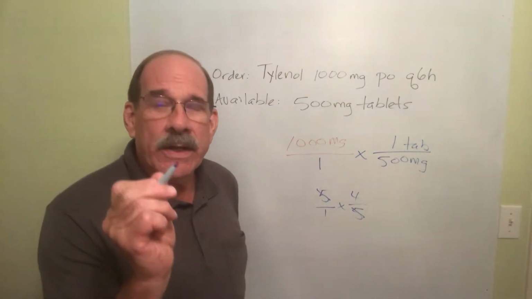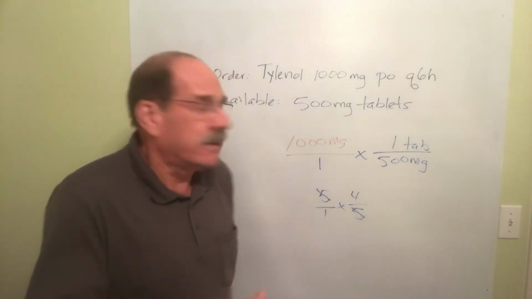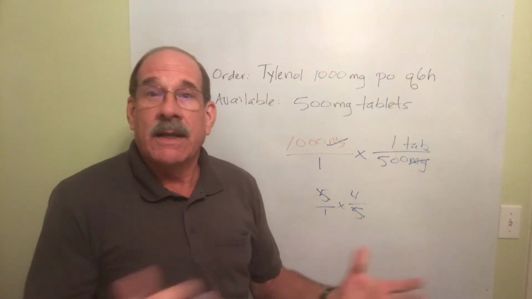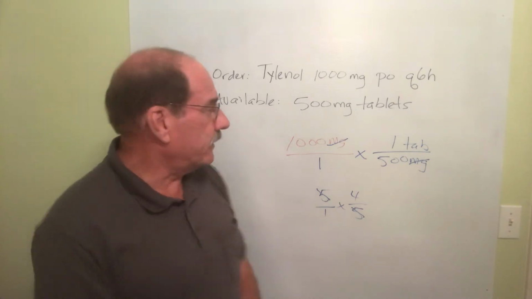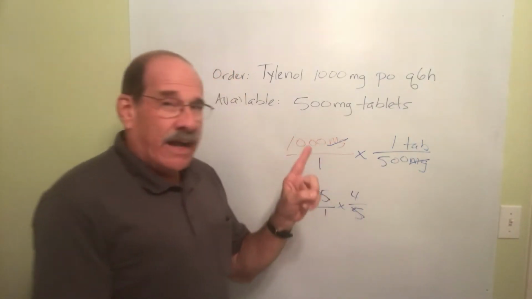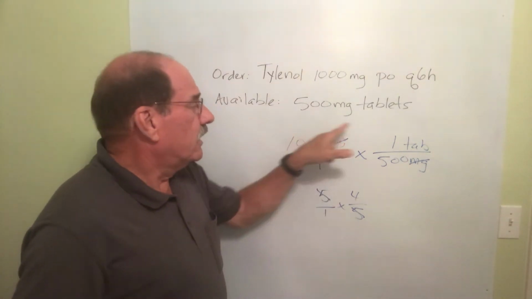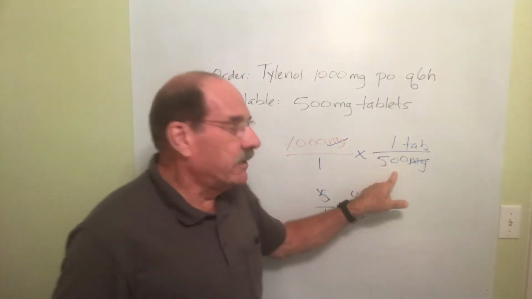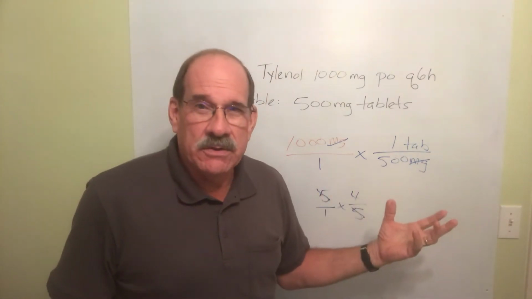In fact, do it with your pencil, your pen, whatever you got there, lipstick, Crayola crayon. Cancel out milligrams. Those words have now disappeared. They no longer exist. There's only one word still showing, right? Tablets. Well, now what's the math involved? Technically, 1,000 times 1, of course, is 1,000. 1 times 500 is 500.